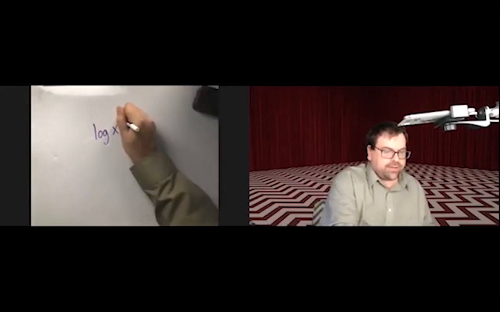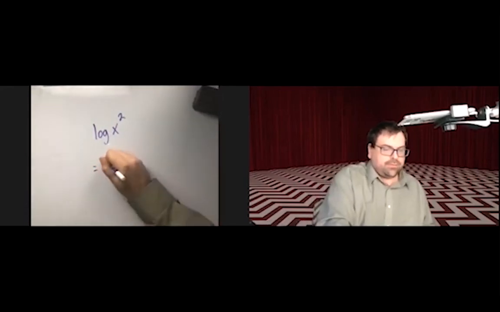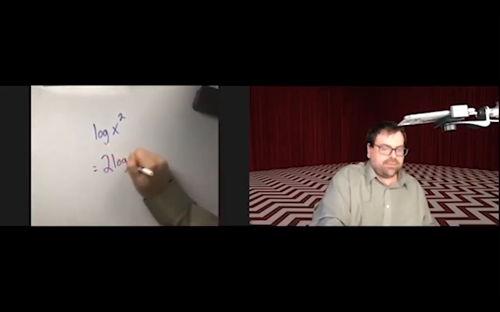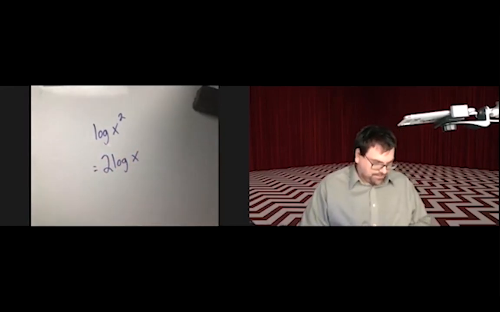Common log of x squared. Bring the power down front and multiply. 2 log x.